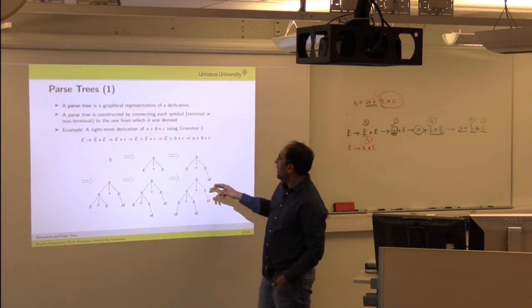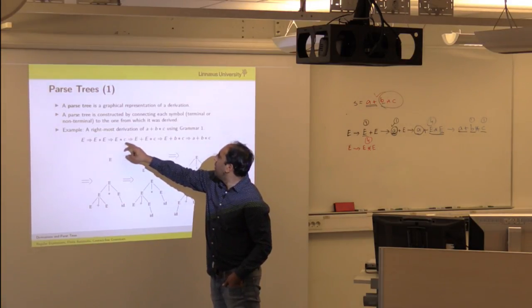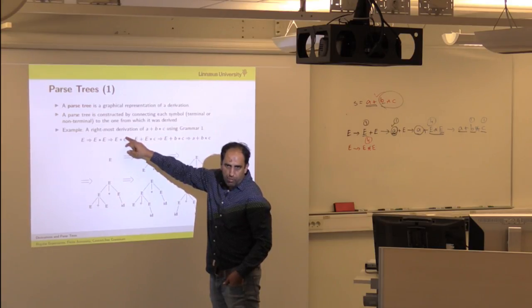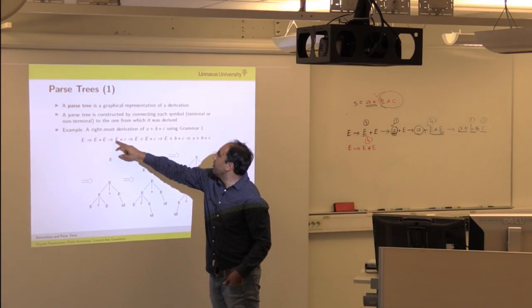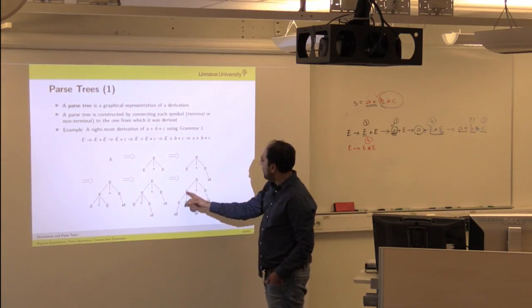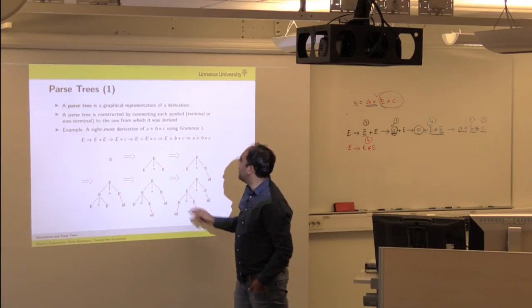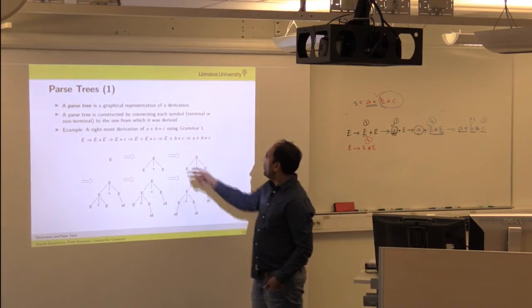Okay, and then you have this E plus E. So here we have reached the final symbol. Then we need to replace, derive this one. So we do it like this: E, and we replace it with E plus E, this part. And then we replace this E plus E.